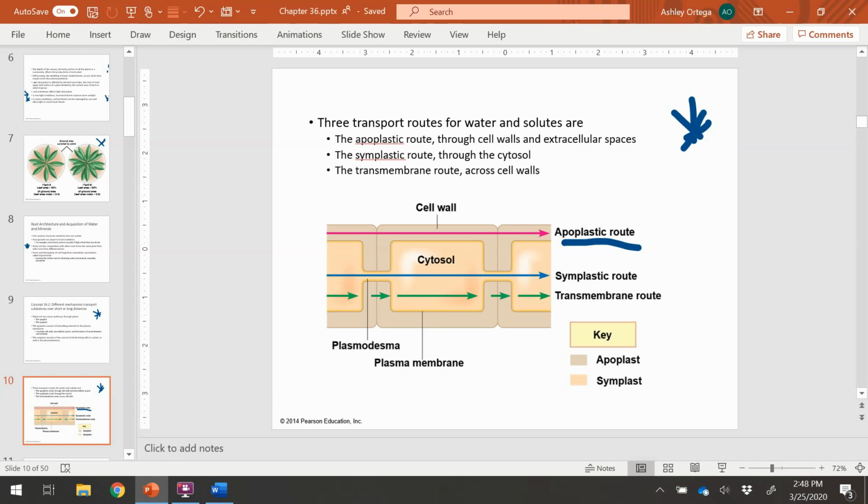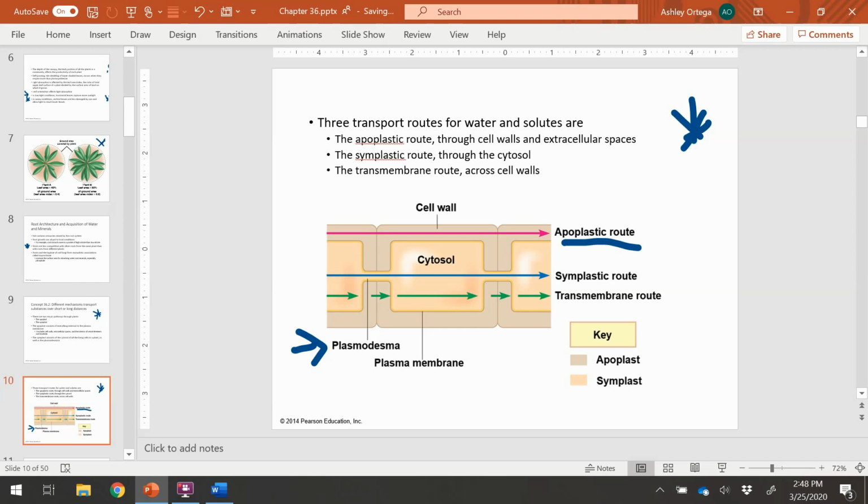This route is directly going through the cytoplasm or cytosol of the plant cell, and is crossing from cell to cell through plasmodesma or plasmodesmata. These are openings between cells. So the symplastic route is like the left lane on the highway, and that's the fastest lane.